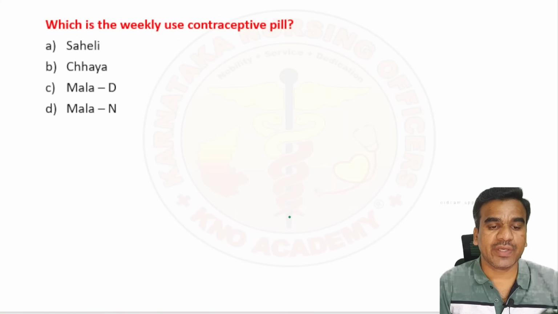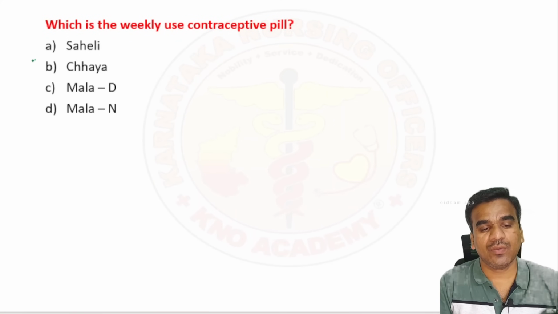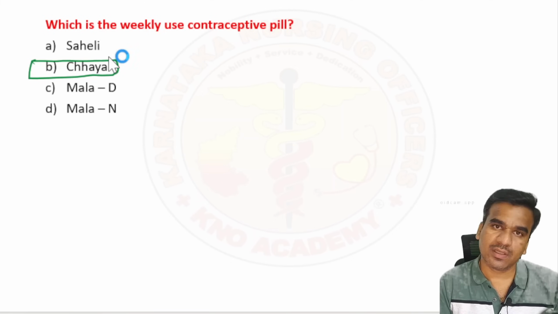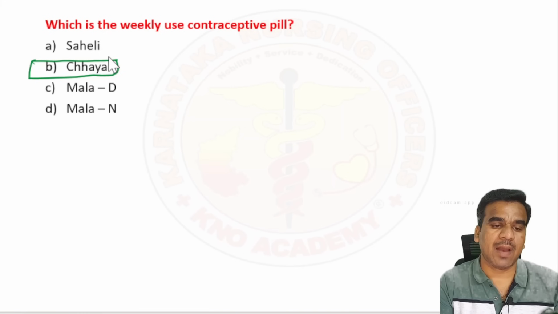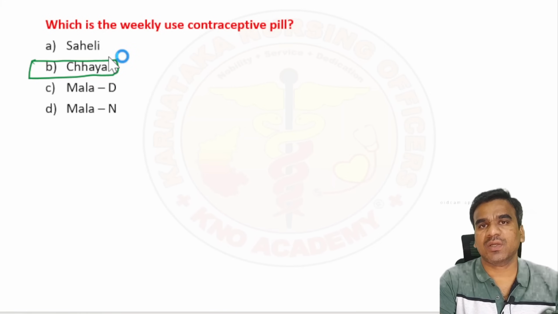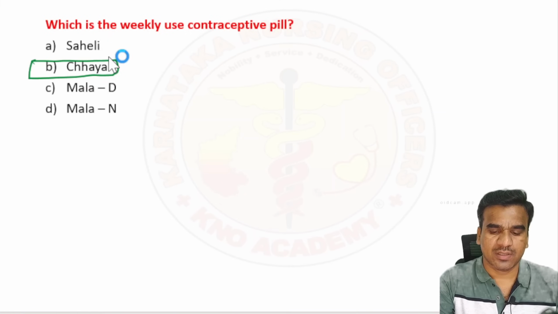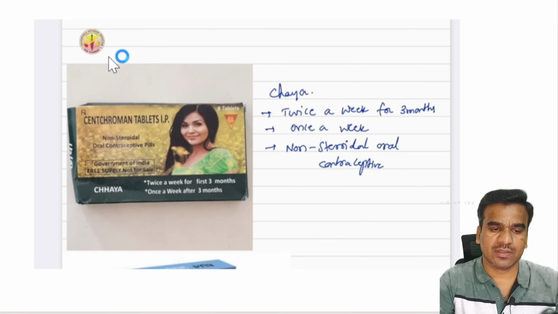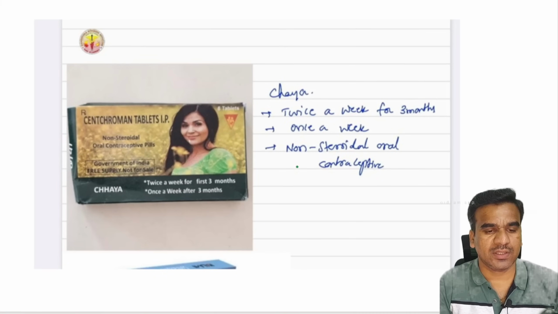Which is the weekly use contraceptive pill? Weekly, we are using only Chaya now. Chaya is the contraceptive. I explained the same thing in the KNO Academy app, and I have also shared the notes. In all the groups I have shared the community notes. Here we can see the same notes, written by me only. Centchroman is called Chaya.